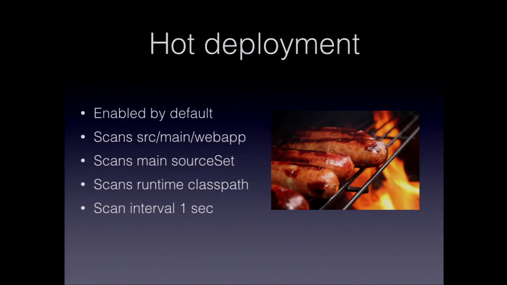Now let's get to hot deployment. Very briefly, hot deployment is enabled by default, and I tried my best to supply hot deployment with reasonable defaults. Like what is scanned? Your webapp folder is scanned for hot deployment. The main source set is scanned. If you change some sources, Java files, in the main source set, they will be recompiled and the web application will restart. And the scan interval is set to 1 second by default.